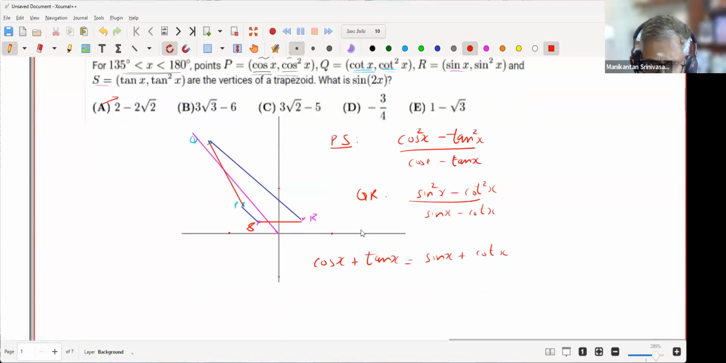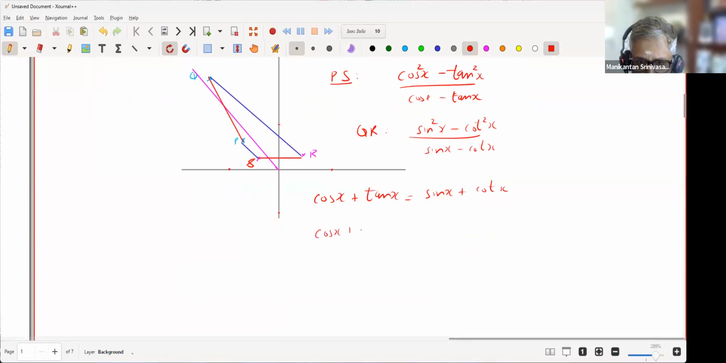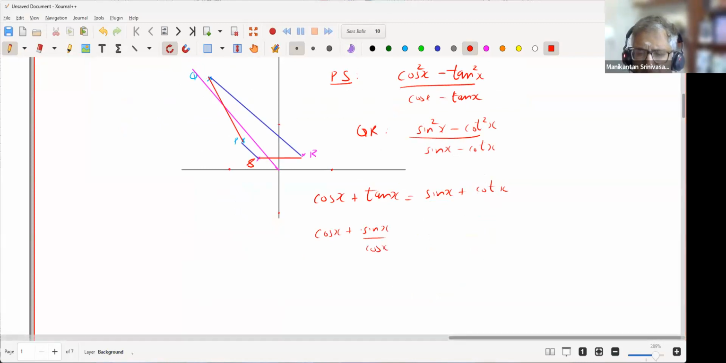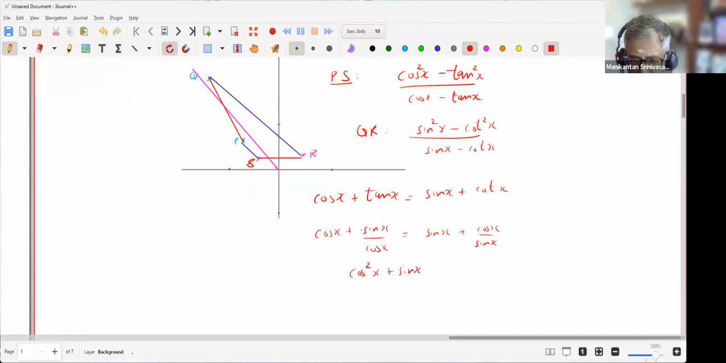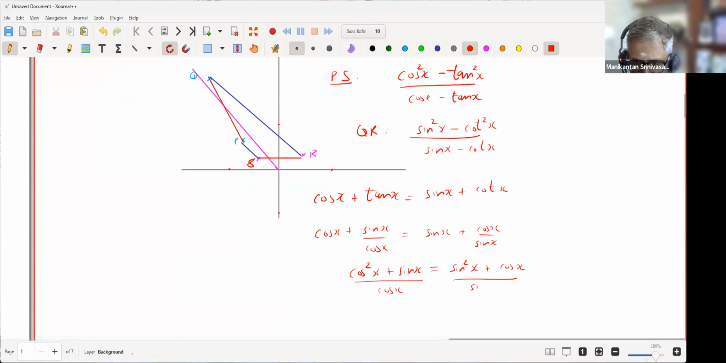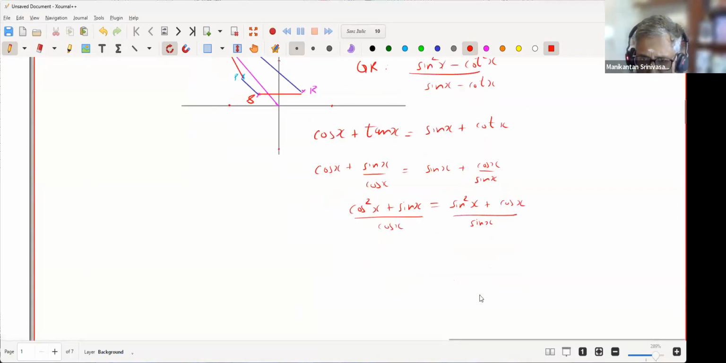Okay, let's write everything in terms of sine and cos. That's obviously the easier way, right? So cos x plus sine x by cos x equal to sine x plus cos x by sin x. So what do we have? I have cos square x plus sin x, am I right, equal to sin square x plus cos x, upon cos x here, upon sin x here. So what do I have? I have cos square x into sin x plus sin square x equal to cos square x plus sin square x cos x.